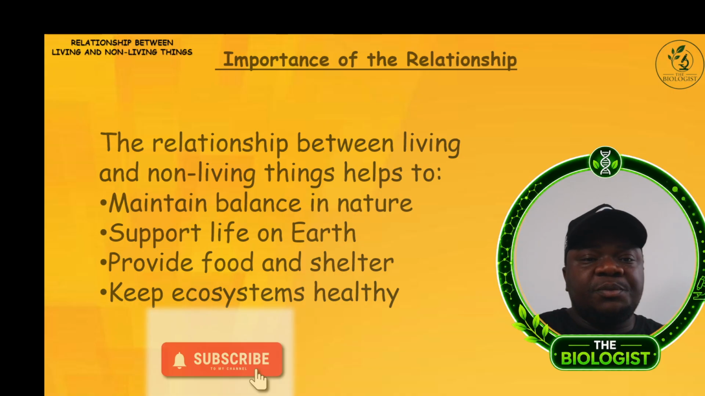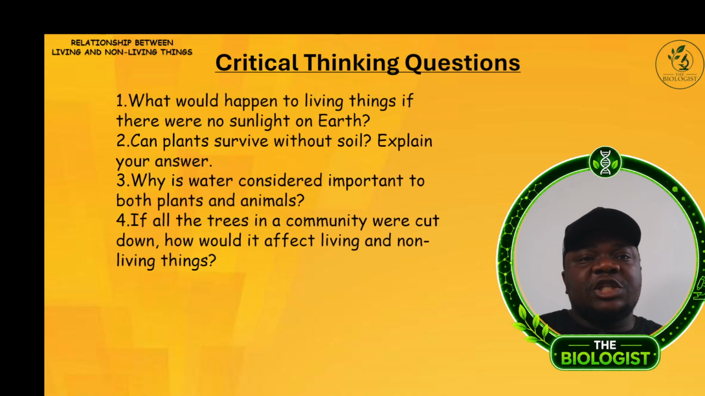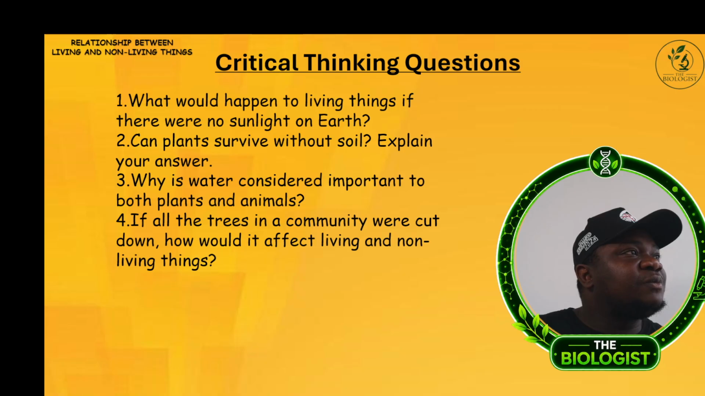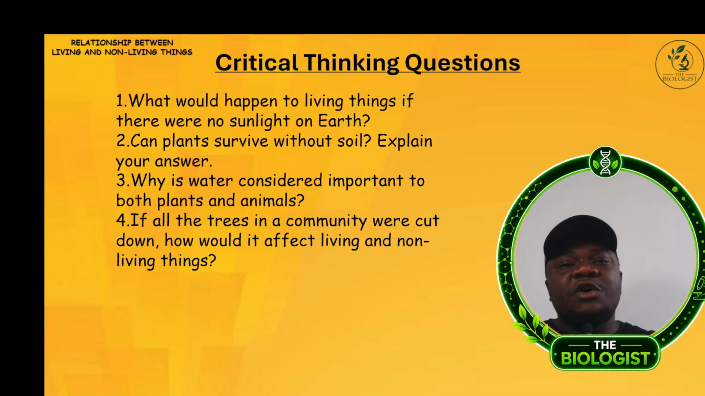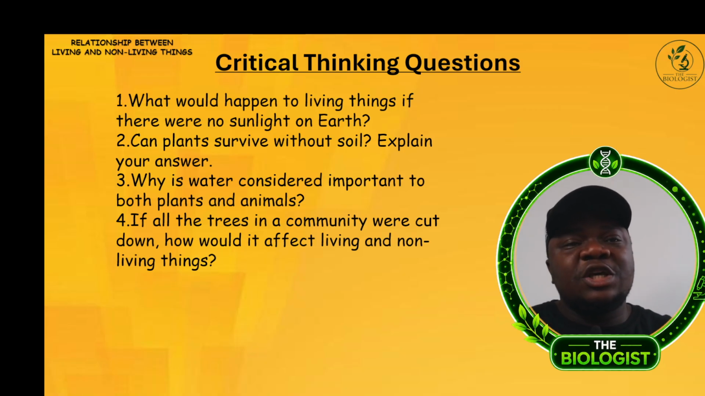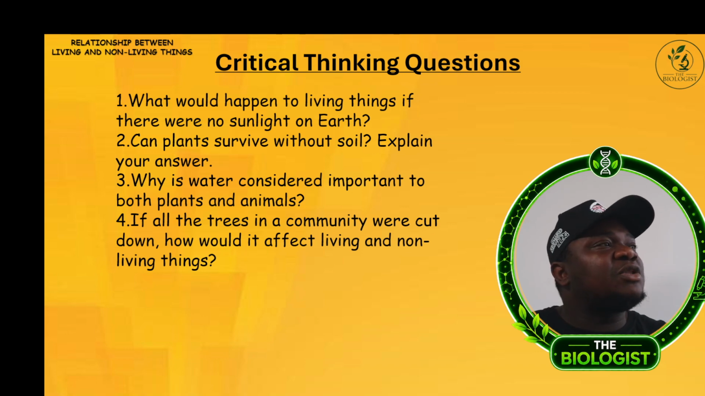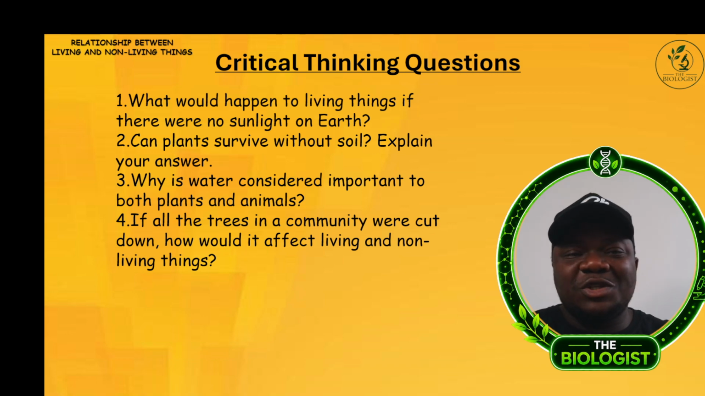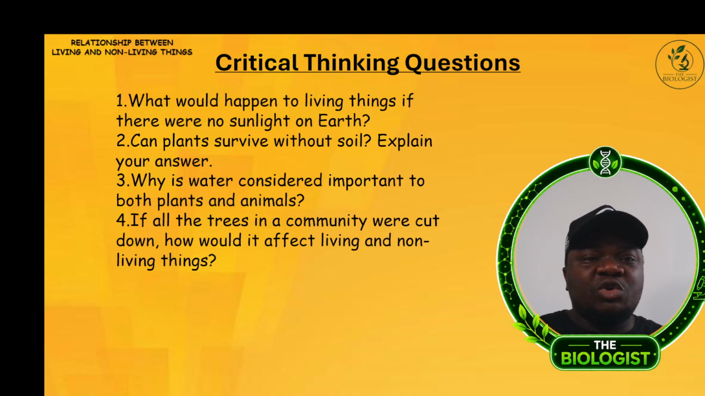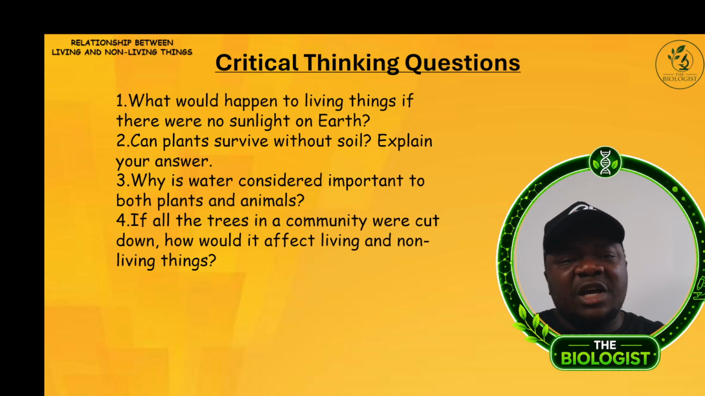All right. So these are some questions you can go through. The first one, I would love if you can answer this question in the comment section: what will happen to living things if there were no sunlight on Earth? Can plants survive without soil? Explain your answer. Why is water considered important to both plants and animals? Then the next one: if all the trees in a community were cut down, how will it affect living and non-living things?